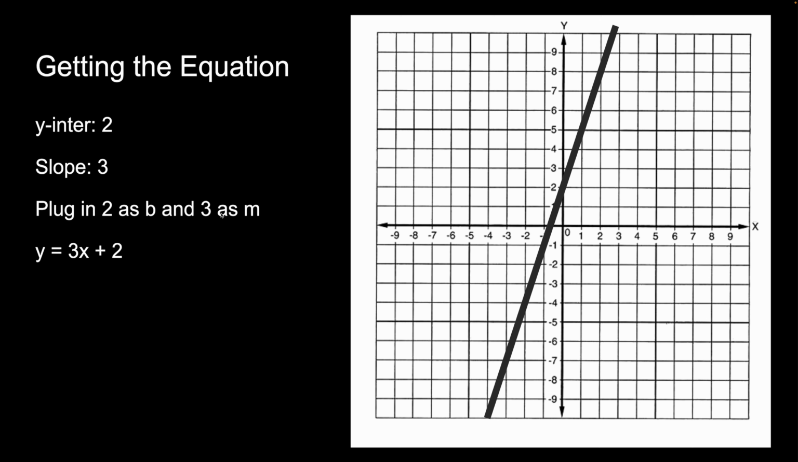Now let's take a look at how you can get the equation. So here, first let's take a look at this graph. Here we see that the y-intercept of this graph is 2, and that for every 1, 2, 3 units it's going up, it's also going 1 unit to the right. That means that the slope of this line is 3, and the y-intercept is 2.